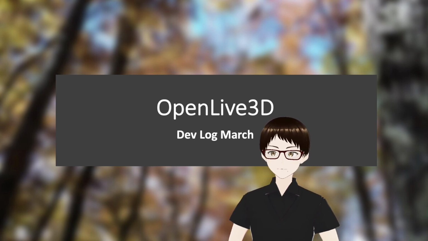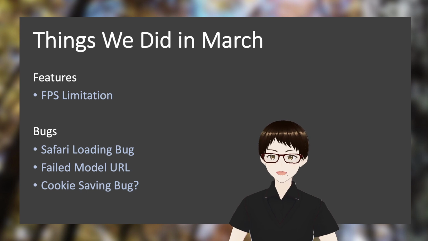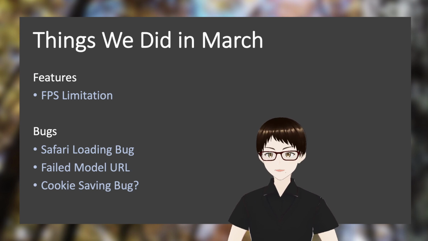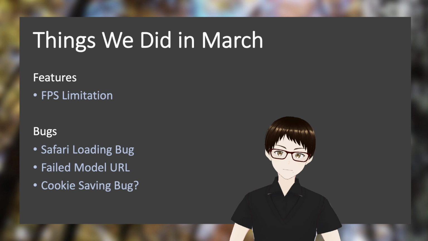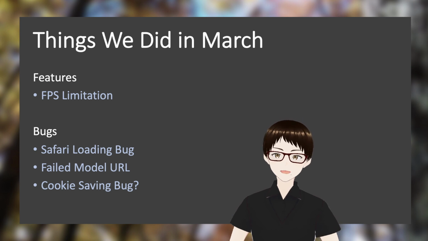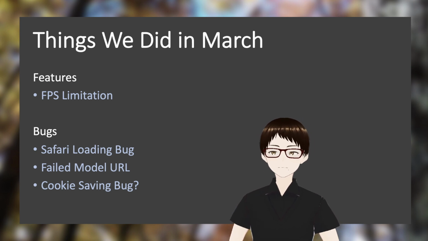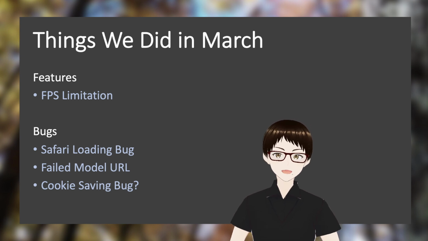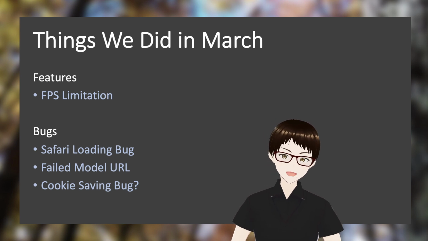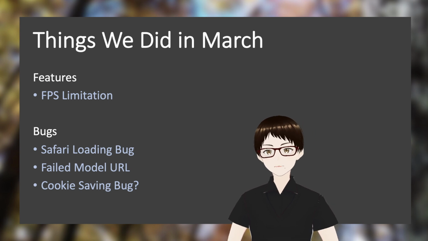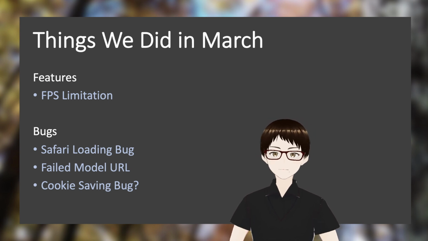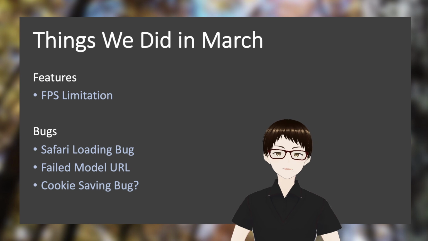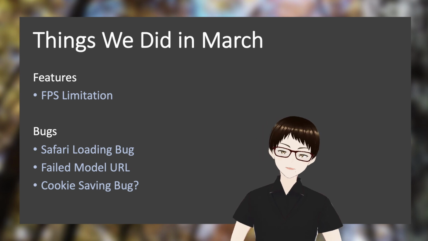In March, we actually did more stuff. The first thing that we did is a feature development. We set a limitation for our FPS. So if you don't want your machine to run everything at 60 or even 120 FPS, you can set a limitation to it so that you can run it at 30 FPS and it consumes less resources.